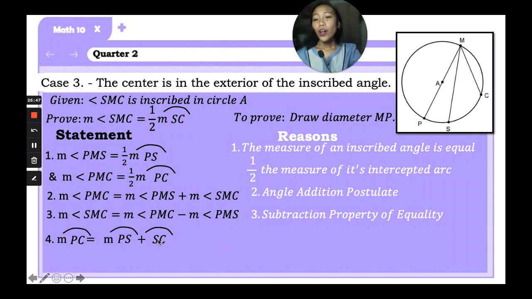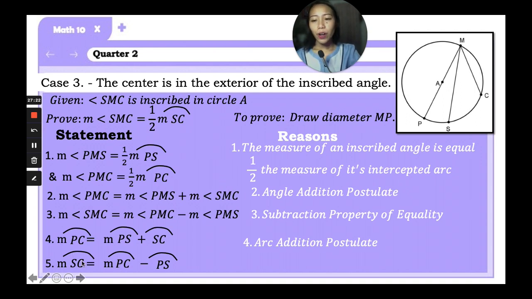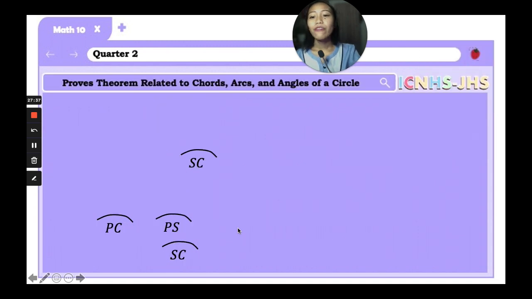For our fourth statement, that is just by arc addition postulate. This time we are adding arcs. So arc PC is just the sum of the measures of arc PS and arc SC. A while ago, we had angle addition postulate because we were adding angles. But this time, we're adding arcs, so the reason is the arc addition postulate. And also, we had this statement, the measure of arc SC is equal to the measure of arc PC minus the measure of arc PS. That is by subtraction property of equality.